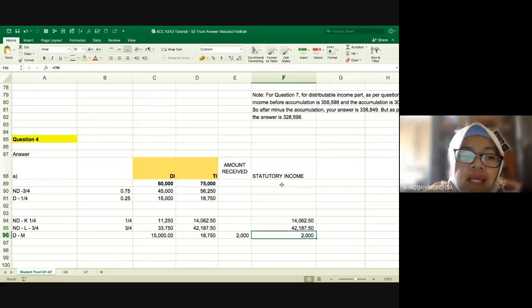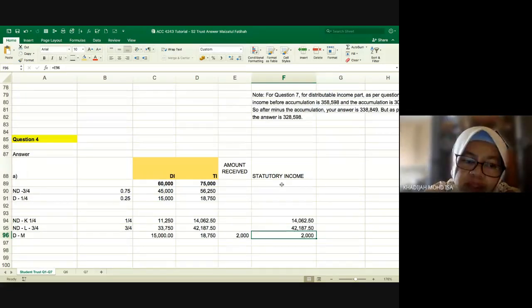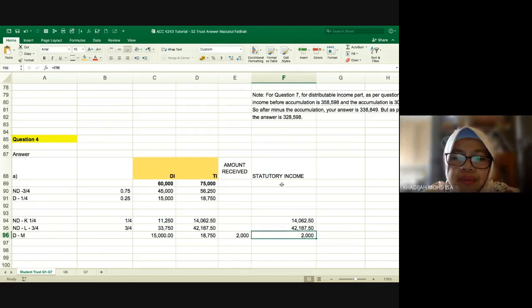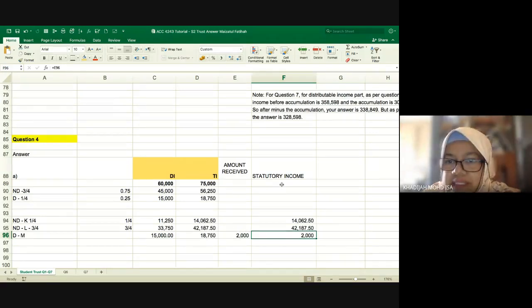Okay, then question number 4. Are you clear? Most importantly, number 1 is you have to divide it between non-discretionary and discretionary income. From there only you divide to the beneficiaries depending on which category and their entitlement for each category. That's the key of this question number 4. I hope that you understand the tutorial today, and hopefully you will continue to do question number 5, 6 and 7.